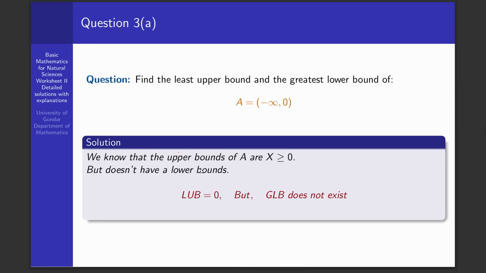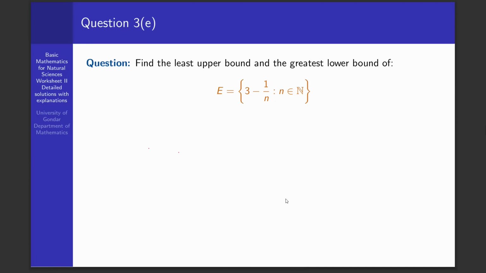Therefore, the least upper bound for this one, that means the smallest element of its upper bound, where the upper bound is x greater than or equal to 0. The smallest element is 0, so the least upper bound of this set is 0. But by using the completeness property, since the set doesn't have a lower bound, it will never have a greatest lower bound. That means the greatest lower bound of the set doesn't exist.